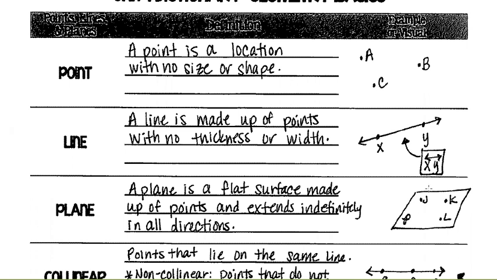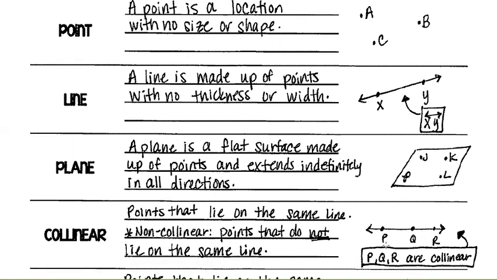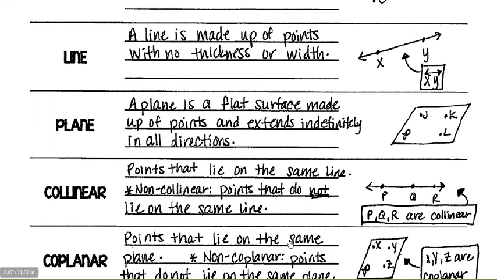Okay. Now, collinear. So the collinear you'll see a couple times throughout. It means points that lie on the same line. All right, so these P, Q, and R are collinear because they lie on the same line. They're on the same line. So non-collinear is the opposite, right? Points that do not lie on the same line. So here, for example, if I put a point here, so P, Z, Q, R, then this P, Z, Q, R is not collinear, non-collinear.